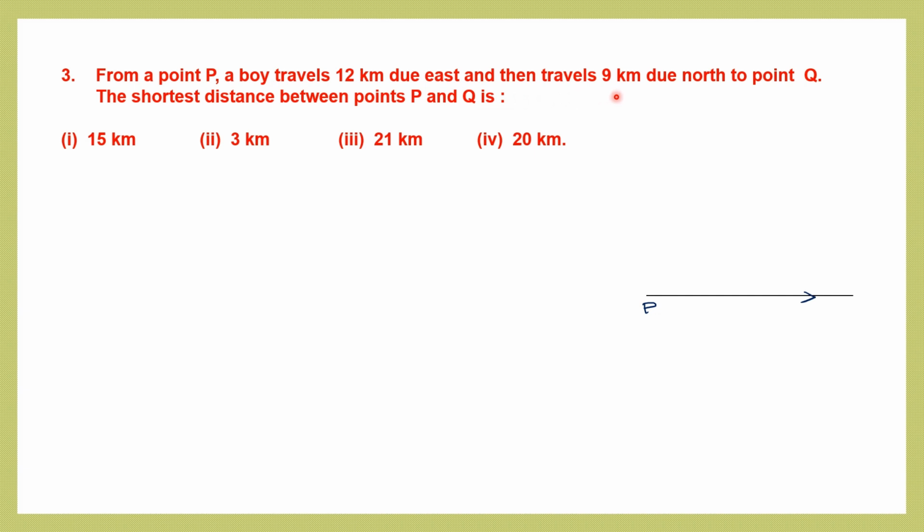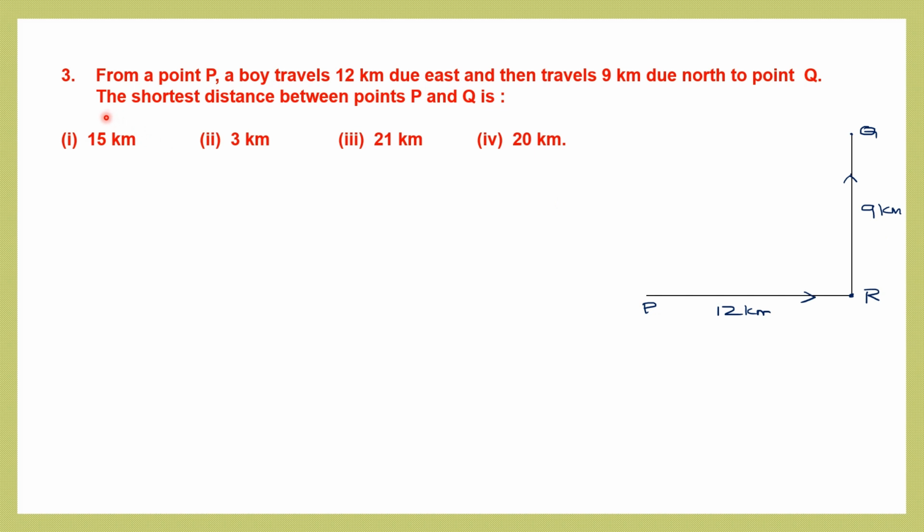Then travels 9 kilometers due north to point Q. So from this point, he's traveling up again to the north. So we draw a line there. So he has moved up to point Q. So this point here is point Q and he has moved in this direction. So here from P to this point here, he has moved 12 kilometers. So this is 12 kilometers. And from that point to Q, he has moved 9 kilometers. So let's mark this point here as R. So from P to R, it's 12 kilometers. From R to Q, it's 9 kilometers.